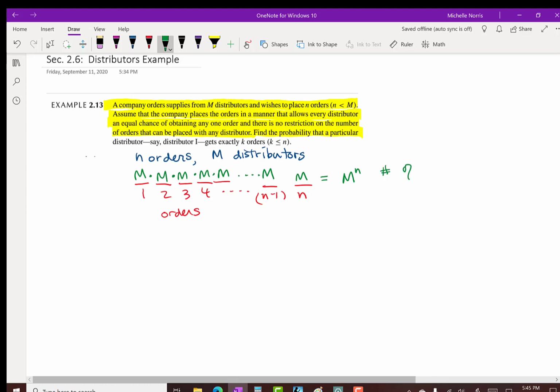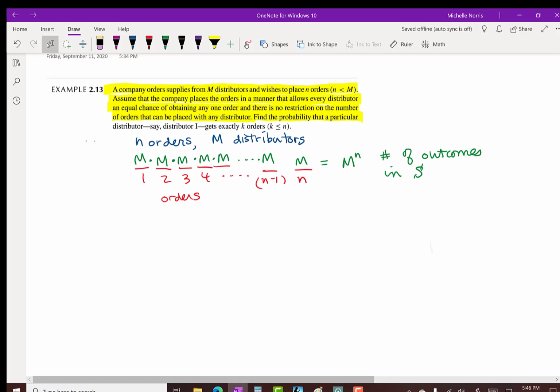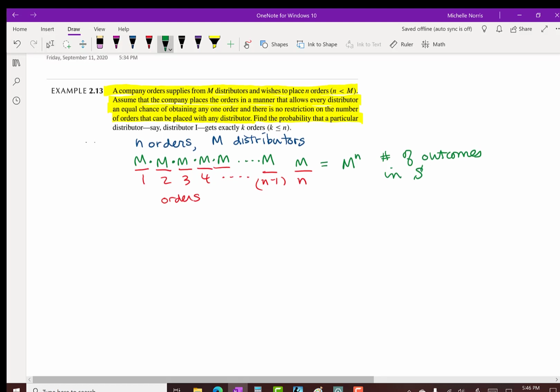So this is the number of outcomes in S. Notice this would include things like one distributor gets all N of the orders, or maybe distributor 1 gets 2 of them, and distributor 2 gets all the rest. So this definitely includes repeats. And since the number of orders is less than the number of distributors, there could be outcomes where there is a different distributor for each order. Okay, that's the number of outcomes in the sample space.